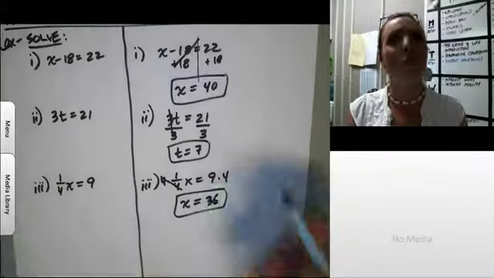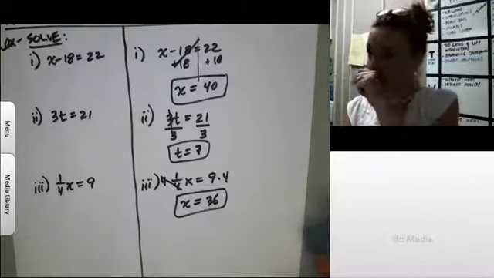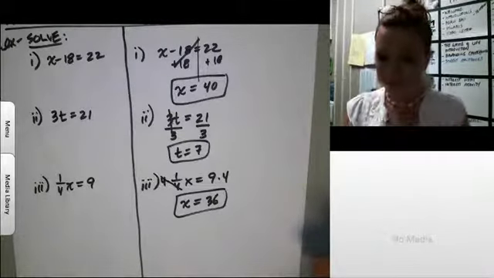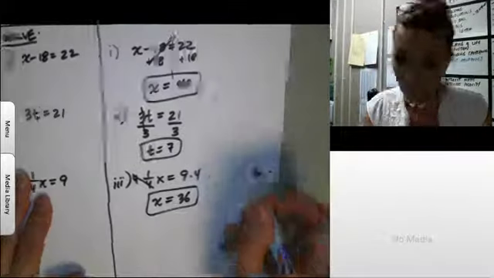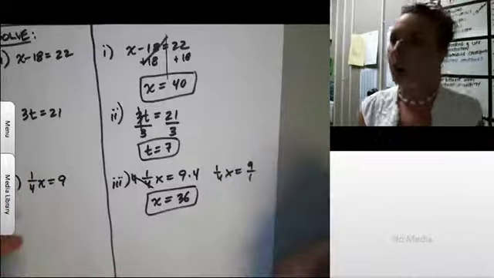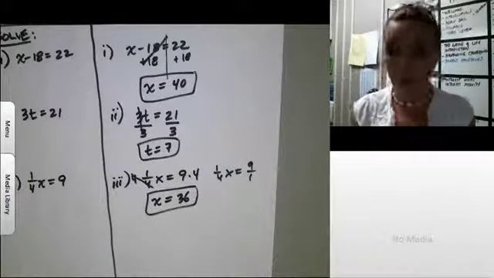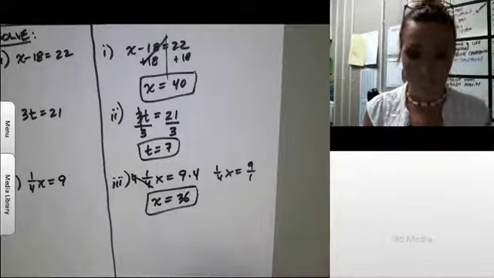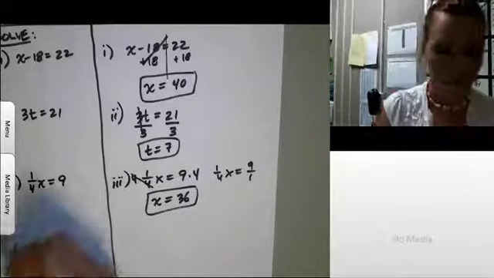Did anyone have a different way of approaching it? Tiani? Would you turn the 9 into a fraction and put it over 1? Oh, you could do that too. So Tiani is talking about turning the 9 into a fraction. Are you thinking proportion and the cross? That's another way of doing it too. Perfect. Okay, questions?